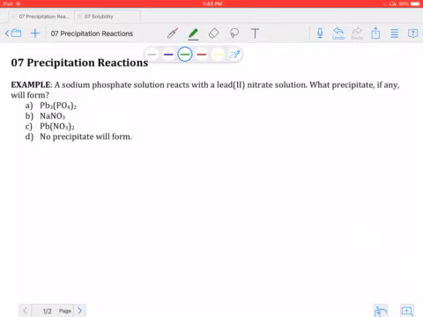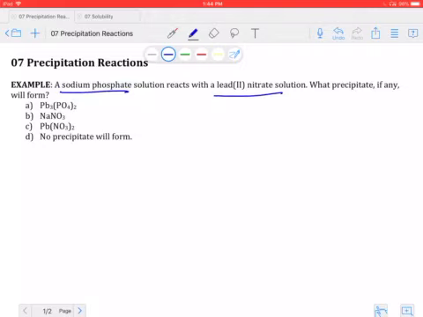So the example we have here is a sodium phosphate solution reacting with lead nitrate solution. What precipitate, if any, will form? To answer this question, we first need to identify the two reactants. So that's our sodium phosphate and our lead nitrate. And then we want to predict our products. So I'm going to write these out first.